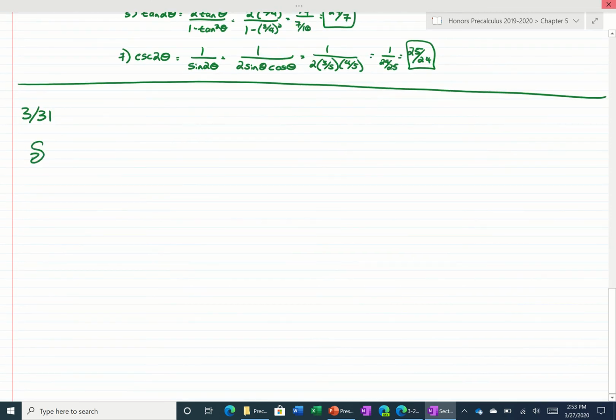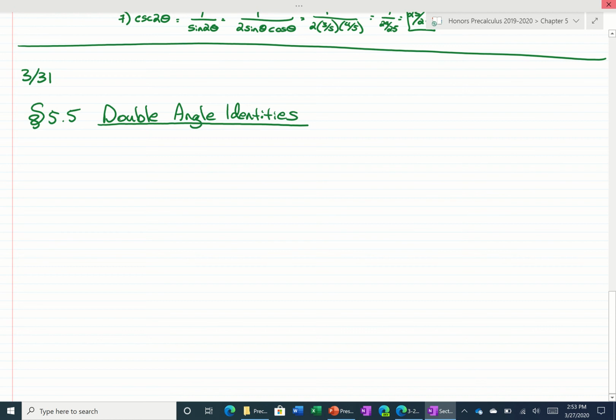So anyway, we have section 5.5, and it's called double angle identities. So we're going to be solving the following equations. And the equations look like this. 2 times the cosine of x plus the sine of 2x is equal to 0.